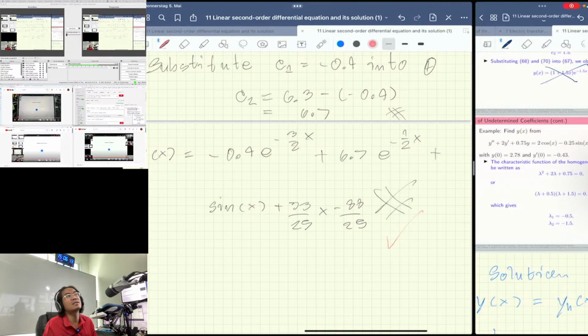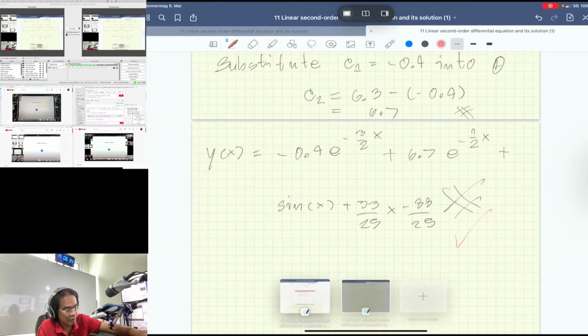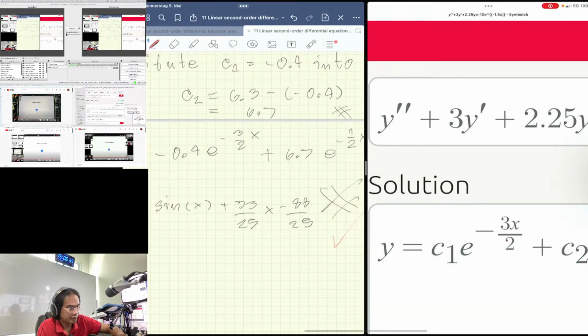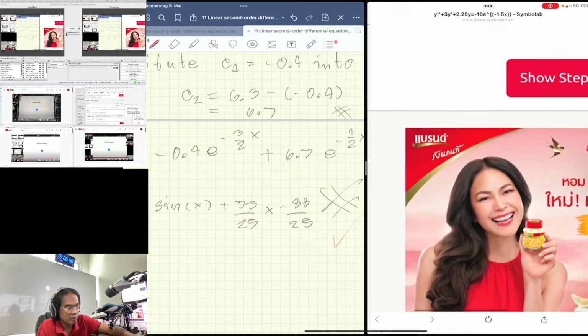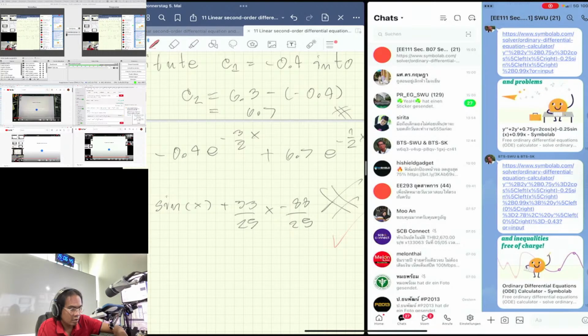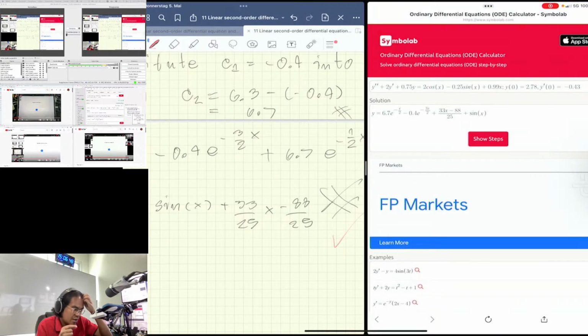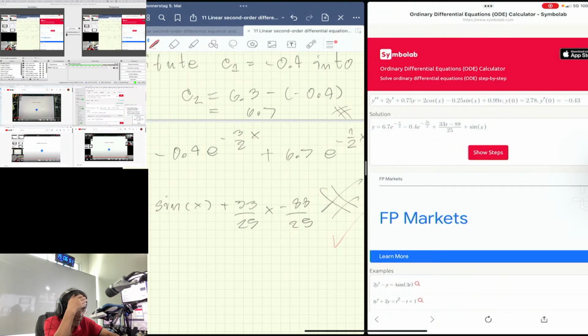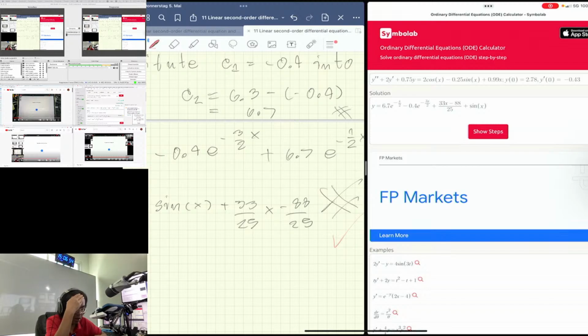Okay, I will send you the link of the solution in our live chatting group, so that you can see the correct answer, and I'm going to open it also for you to get the correct answer. Right here. Okay. Here is the correct answer.